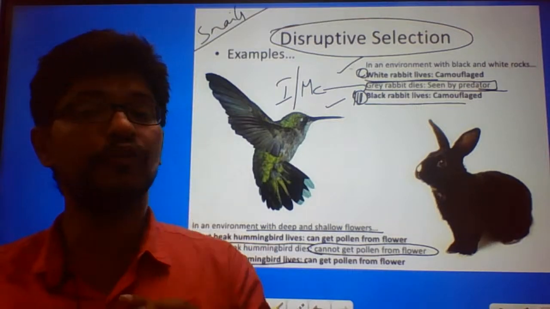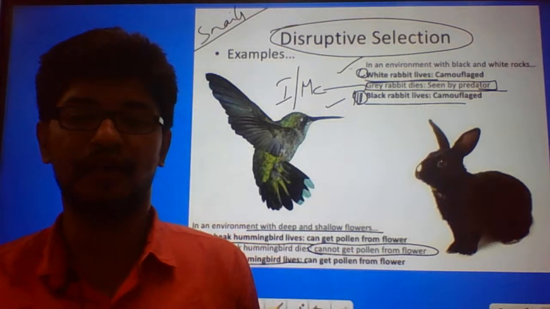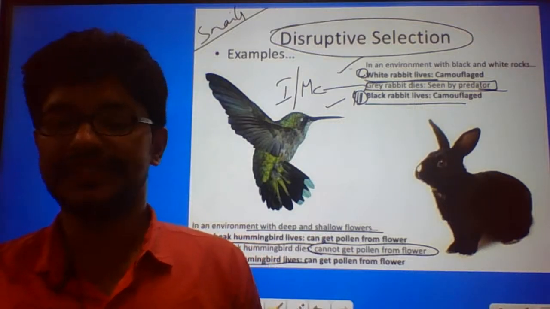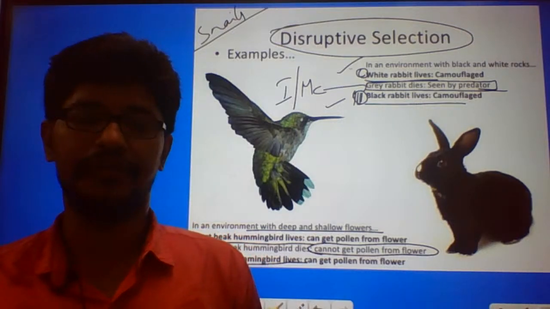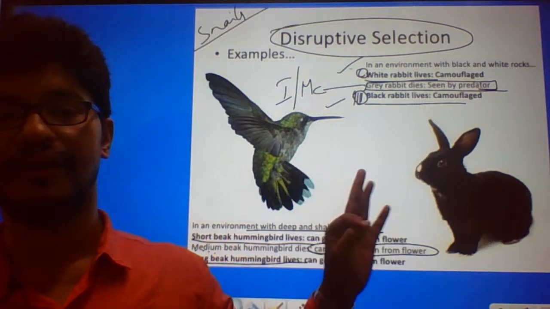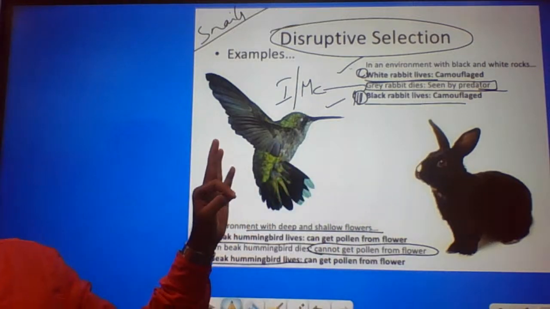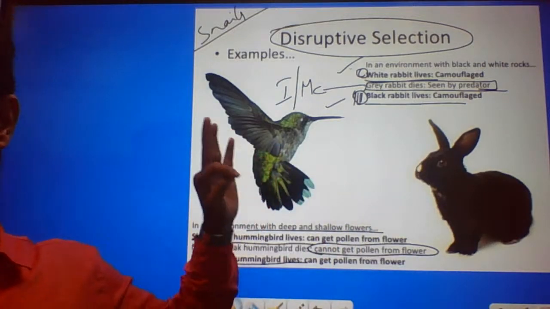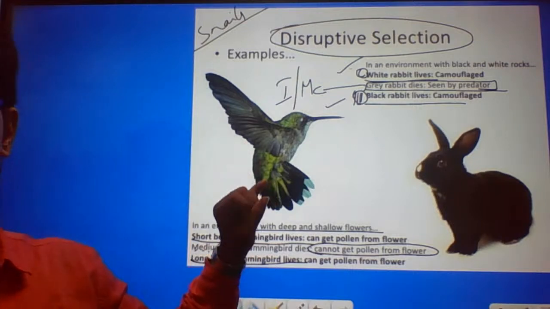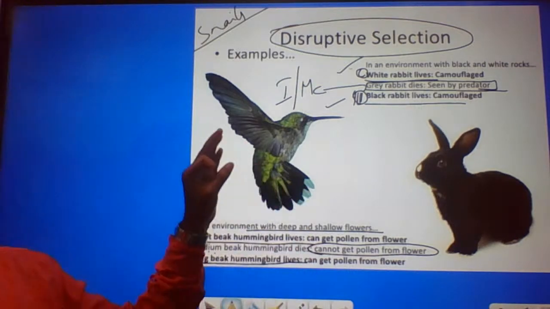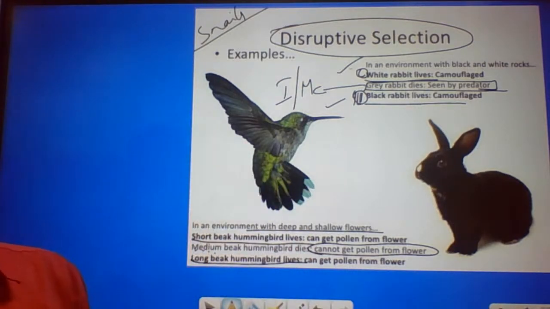But if it couldn't camouflage, if it couldn't adapt to the environment, then nature couldn't select that particular species. So these are the three types of natural selection. What are the things that we discussed? We discussed stabilizing, progressive, and the third type, that is disruptive. These are the three types.